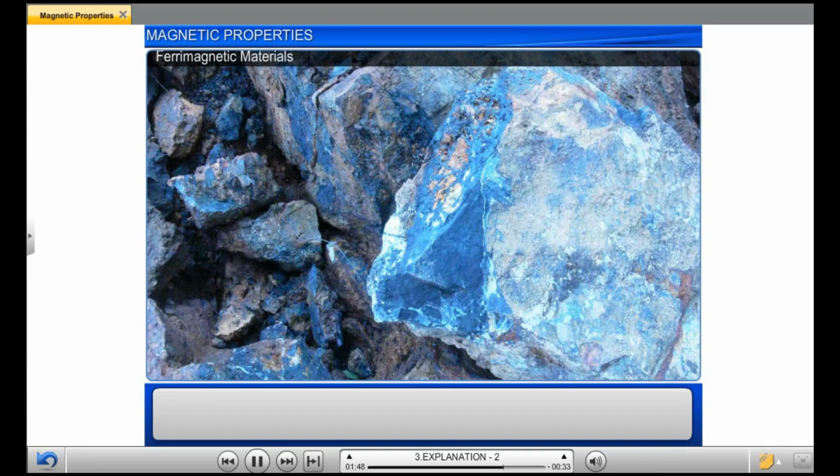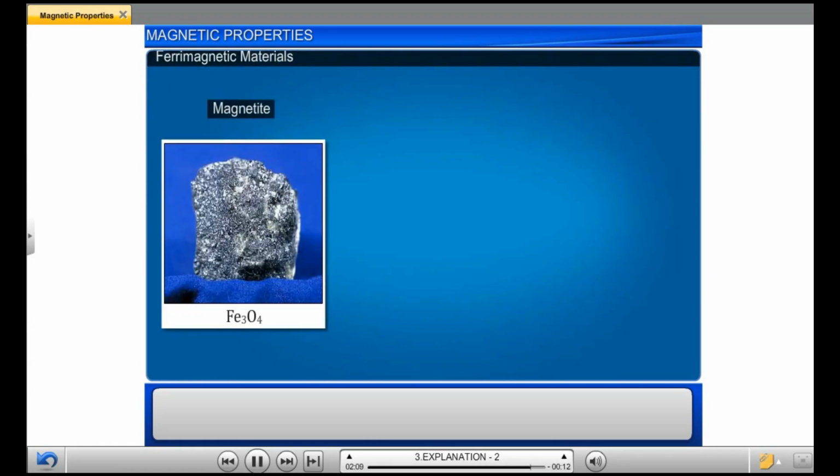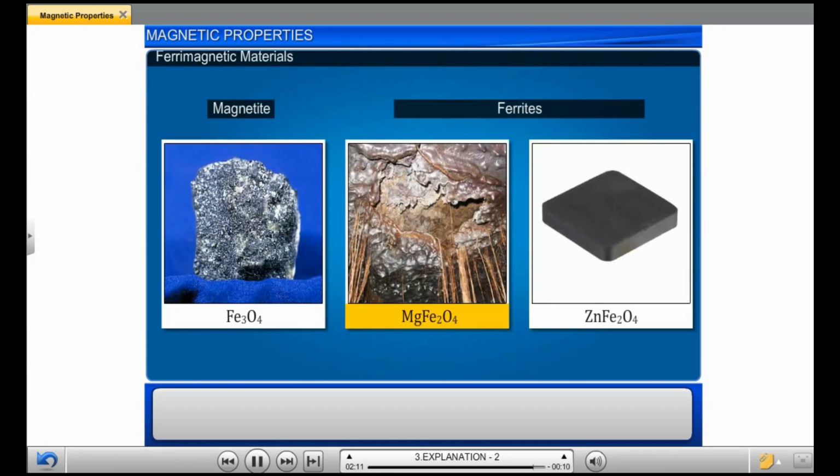Ferrimagnetism is observed when the magnetic moments of the domains in a substance are aligned in parallel and anti-parallel directions in unequal numbers. These substances are attracted more weakly by a magnetic field as compared to ferromagnetic substances. Magnetite and ferrites like MgFe2O4 and ZnFe2O4 are some substances that show ferrimagnetism.